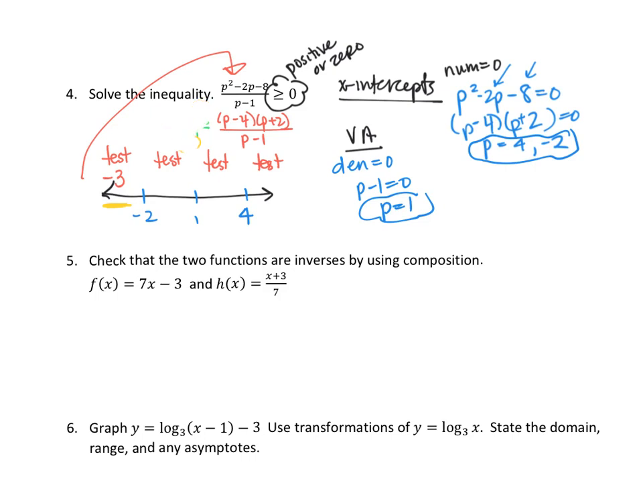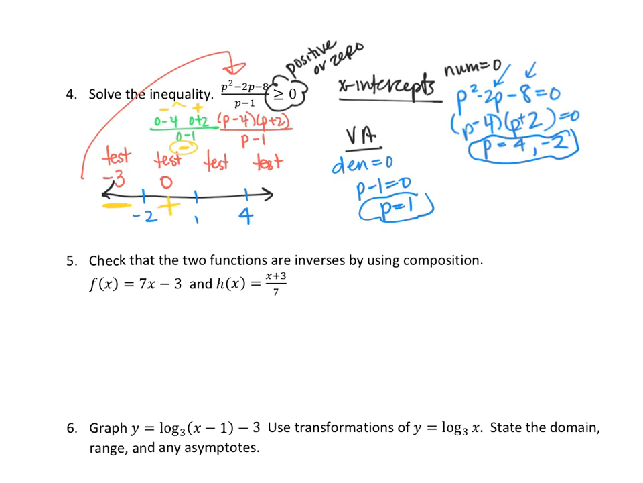And then we're going to do a value in between negative 2 and 1. So maybe 0 would be good to test. So to test 0, it's 0 minus 4, 0 plus 2, 0 minus 1. And so 0 minus 4 is going to be a negative number, 0 plus 2 is a positive number, 0 minus 1 is a negative number. So when you multiply, negative times positive is negative, divide by negative, you end up with something positive in there.